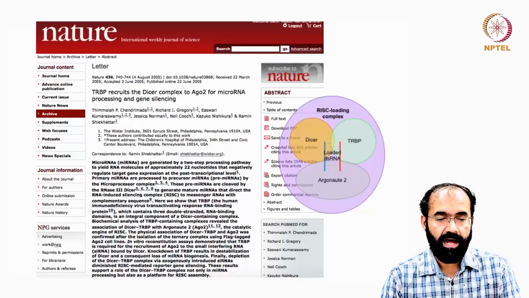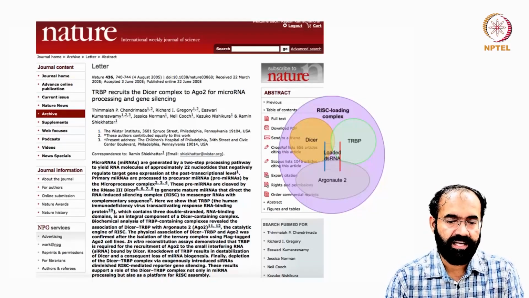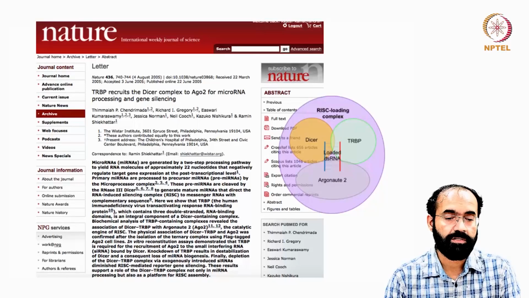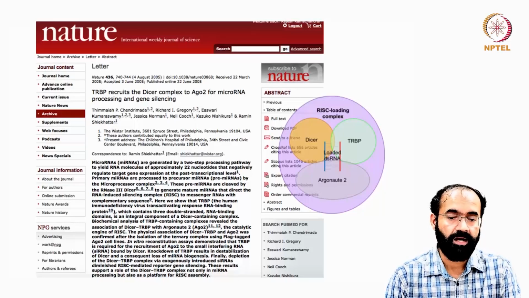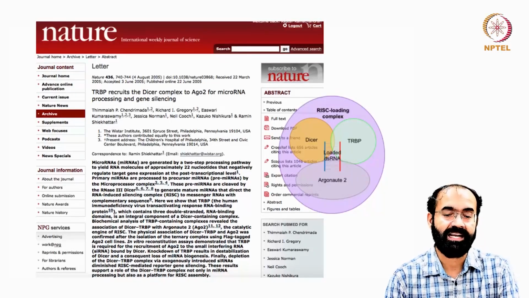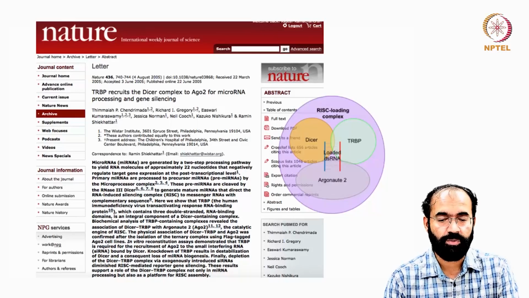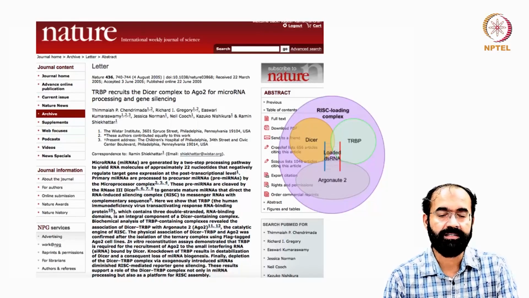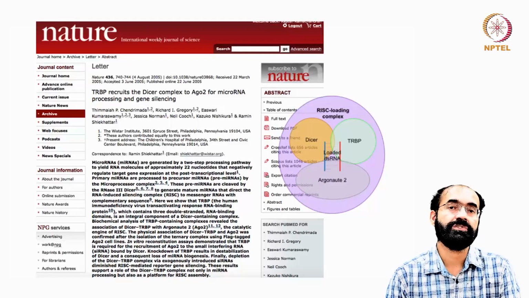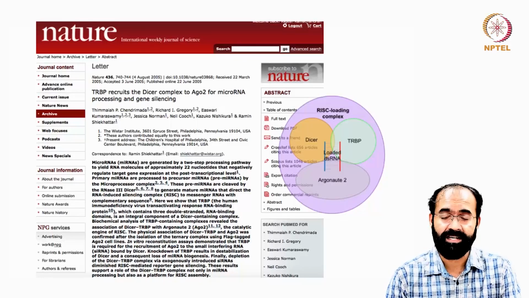You can read this article published in Nature about TRBP recruiting the Dicer complex to AGO2. AGO means Argonaute, for microRNA processing and gene silencing. It's a very interesting paper. If you read it, you will find RNA-induced silencing, or RNA interference, more exciting.